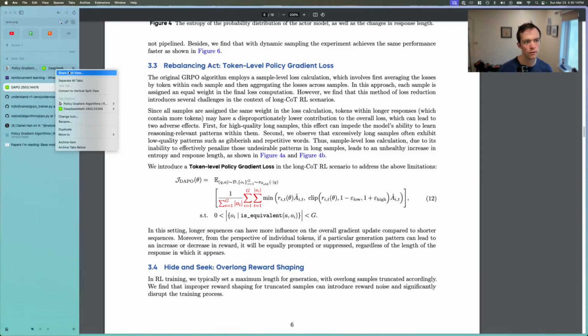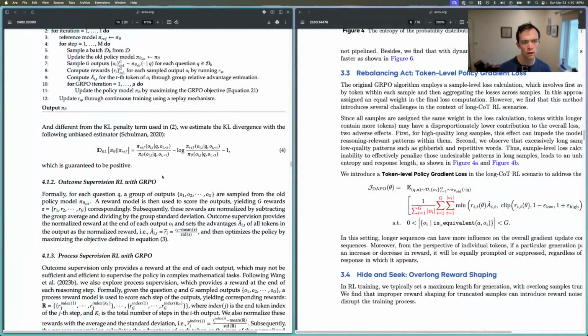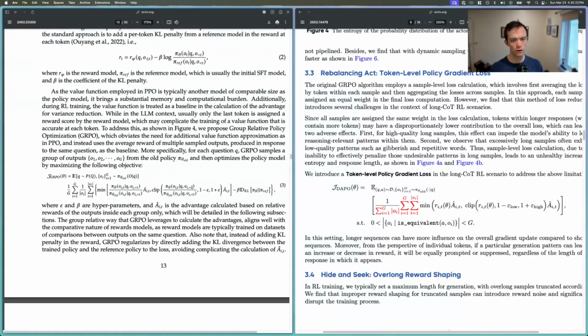So let's separate these tabs. I'll move DeepSeek in. Here we can see this, and we'll scroll back up to GRPO. So here's the GRPO loss on the left and what they've changed on the right. This 1/|o| term has been moved out, so that they normalize over the total number of tokens in the batch across all the samples, rather than the number of tokens in one specific response.